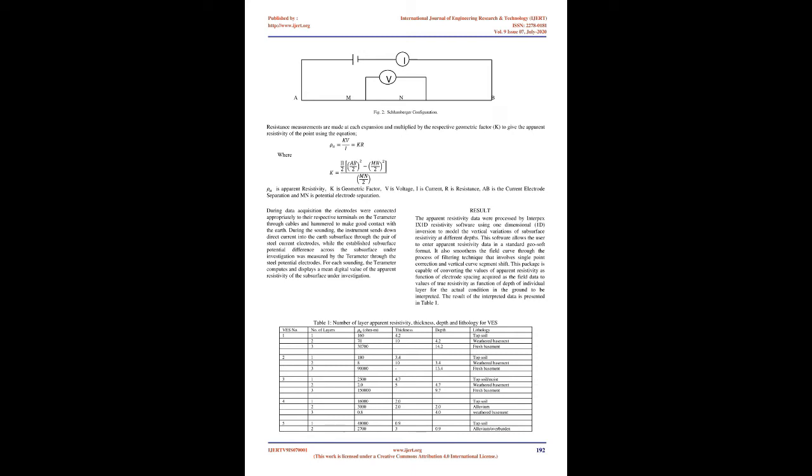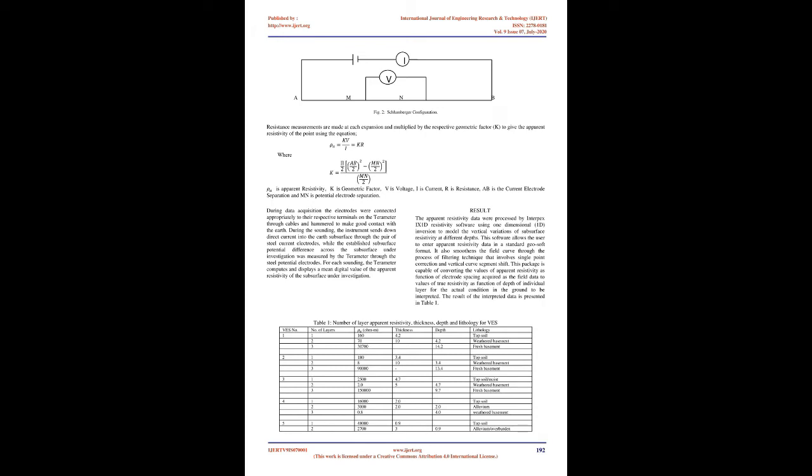It involves the use of a pair of current electrodes and a pair of potential electrodes to measure the resultant potential difference within the subsurface, Fig. 2. Data are obtained by increasing the electrode spacing linearly about a central position whose vertical resistivity variation is sought. Resistance measurements are made at each expansion and multiplied by the respective geometric factor, K, to give the apparent resistivity of the point using the equation.